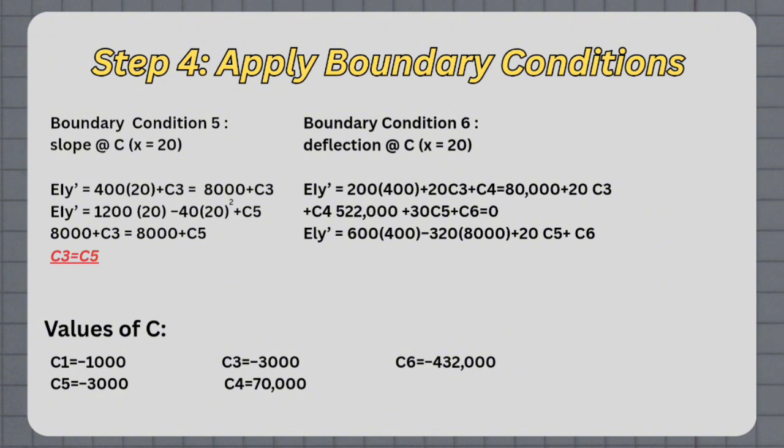And under the boundary conditions, we have the values of C, which are C1 equal to negative 1,000, C3 equal to negative 3,000, C4 equal to 70,000, C5 equal to negative 3,000, and C6 equal to negative 432,000. So question, how did we get the other values of C? It is very simple. We only need to equate all the equations and substitute the already found values of C, and you shift solve, and then you get the other values of our C's.